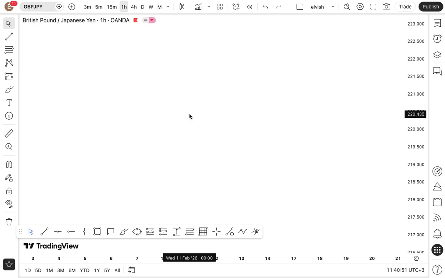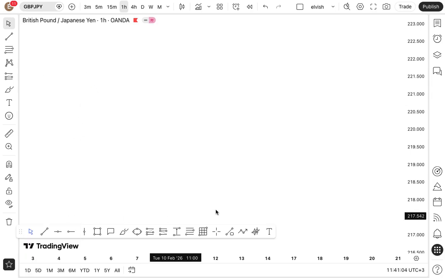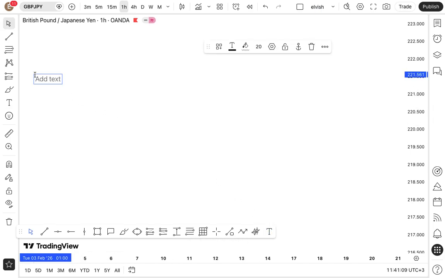Okay, so now, as we talked about, I'm going to be showing you how to identify trends. As you know, we only have two types of markets. Let me first get out my text tool. We have the trending markets, and then we have the ranging markets.